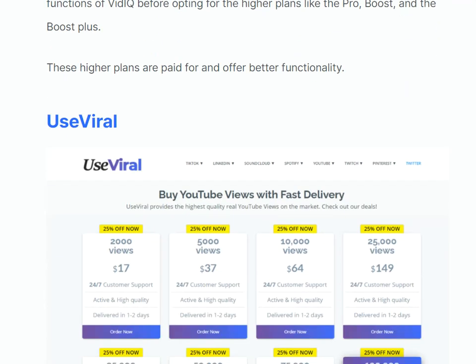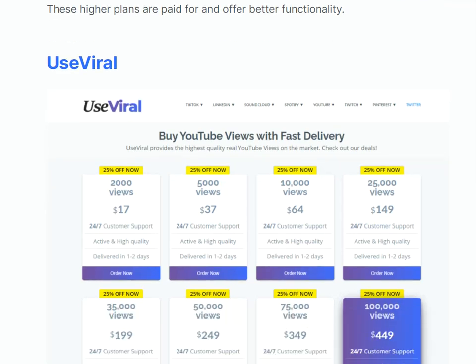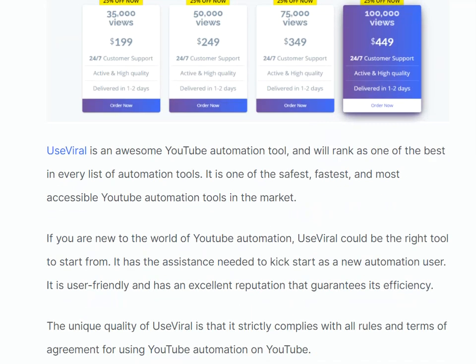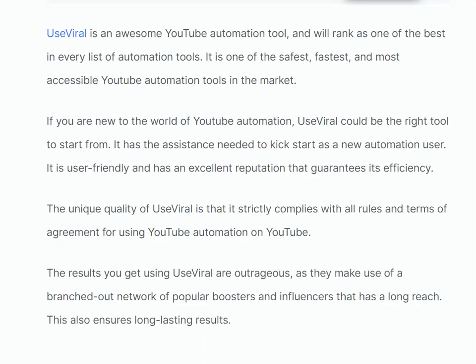The next tool is UseViral. UseViral is an awesome YouTube automation tool and will rank as one of the best in every list of automation tools. It is one of the safest, fastest, and most accessible YouTube automation tools in the market. The unique quality of UseViral is that it strictly complies with all rules and terms of agreement for using YouTube automation on YouTube.